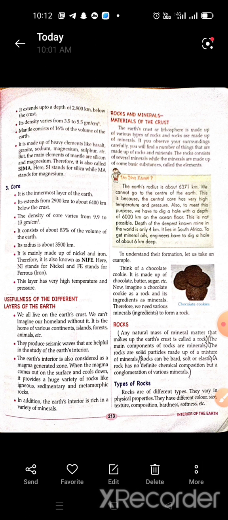So this much about the Earth's interior. Up to this we are going to read today, and about rocks we are going to read in our next class. Please watch this video till the end, because now I am going to add some animation for your better understanding of the three layers of the Earth.